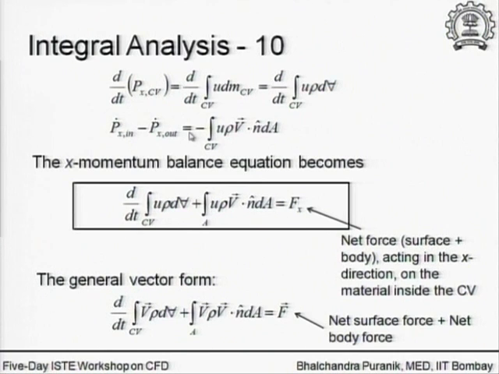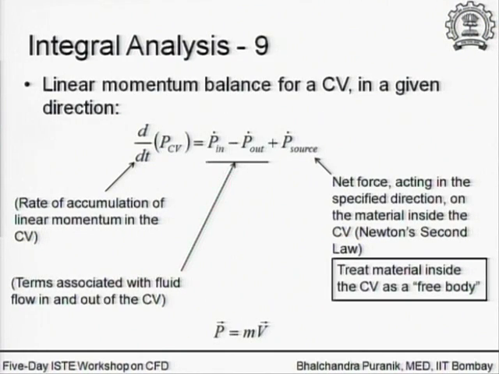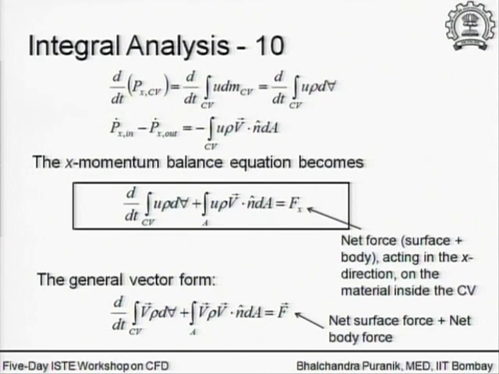So here now, using the same ideas as the mass balance and the energy balance, I am writing the accumulation term and the momentum in minus momentum out term in exactly the same fashion. And specifically, I am writing it for the x direction. So this term here is essentially the x linear momentum that is getting accumulated inside the CV, which is simply written as d/dt as before. Now, it is for an element of mass dm multiplied by the u velocity.